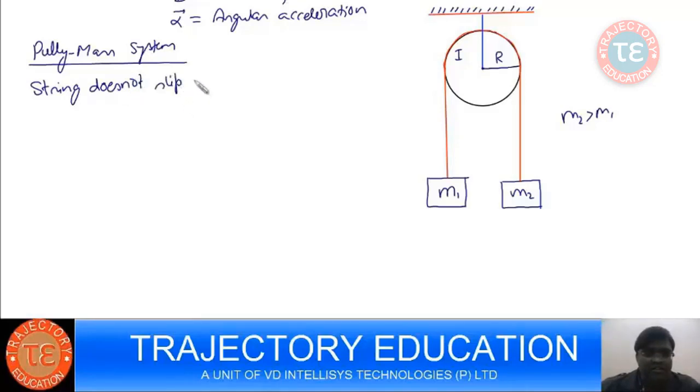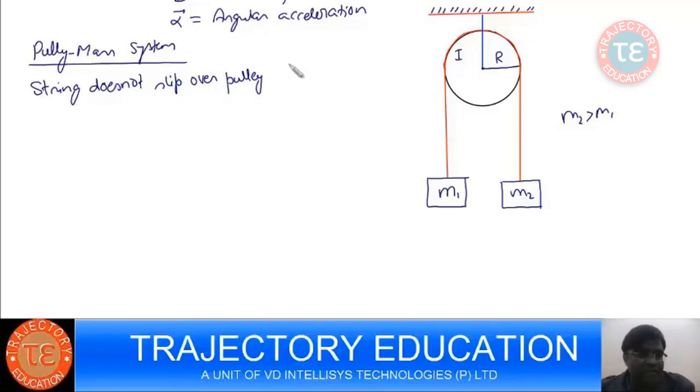Here the string does not slip over the pulley. The string is moving along with the pulley. There is no slipping between the string and the pulley, right? So in this case, the first thing we have to do is draw the free body diagram, right?